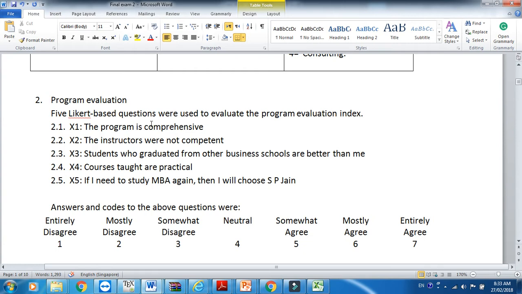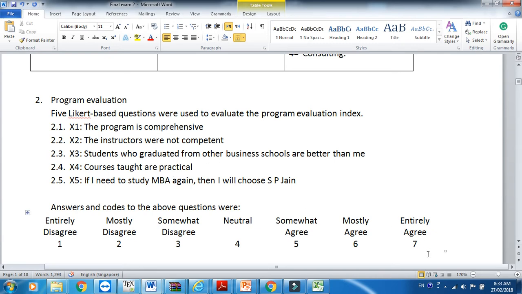If I calculate the correlation between these two answers, it will be a strong correlation, but with a negative sense. So for Cronbach's alpha, I cannot do that. I need to switch the answers for question 2. If the question were written as the instructors are competent, the student would answer entirely agree, as with the program is comprehensive. Similarly, question 3 is written in a negative sense: the students who graduate from other business schools are better than me. But question 4 and question 5 do not have a negative sense.